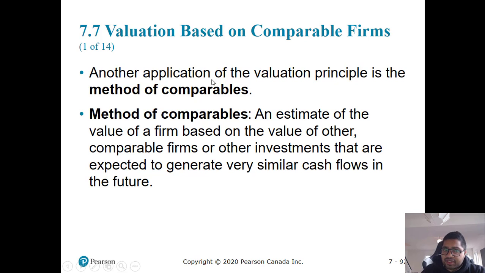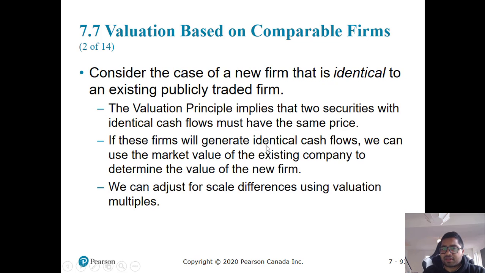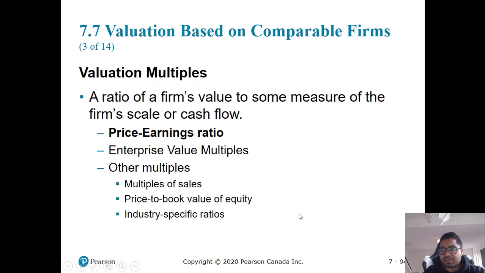Another application of the valuation principle is the method of comparables. In the method of comparables, an estimate of the value of a firm is based on the value of other comparable firms or investments that are expected to generate very similar cash flows in the future. Consider the case of a new firm that is identical to an existing publicly traded firm. The valuation principle implies that two securities with identical cash flows must have the same price. If these firms will generate identical cash flows, we can use the market value of the existing firm to determine the value of this new firm. We can adjust for the scale difference using a valuation multiple.